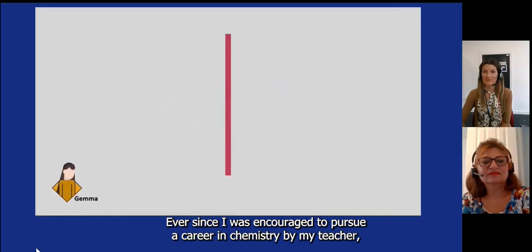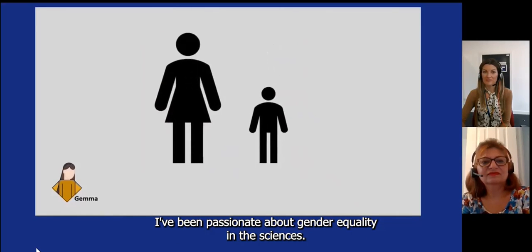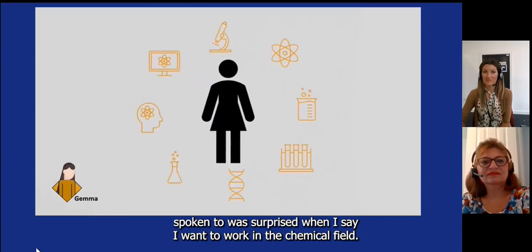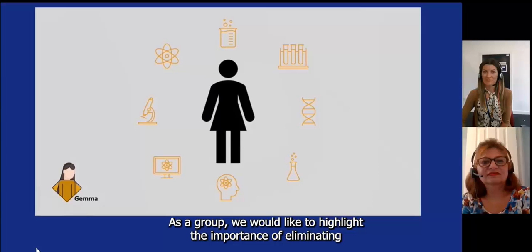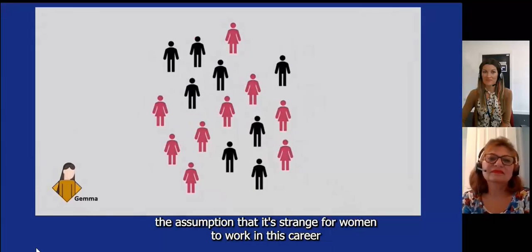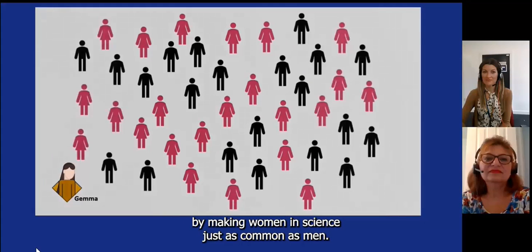Ever since I was encouraged to pursue a career in chemistry by my teacher, I've been passionate about gender equality in the sciences. Many people I've spoken to are surprised when I say I want to work in the chemical field. As a group, we would like to highlight the importance of eliminating the assumption that it's strange for women to work in this career by making women in science just as common as men.